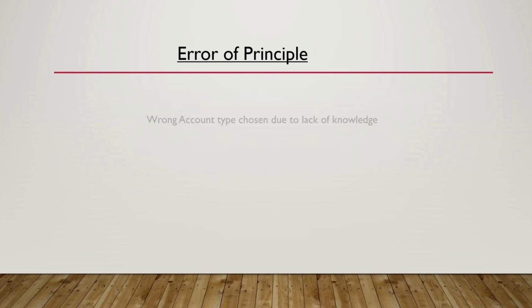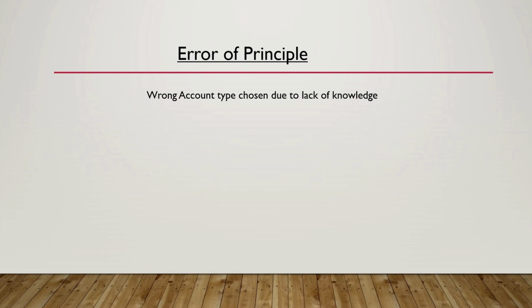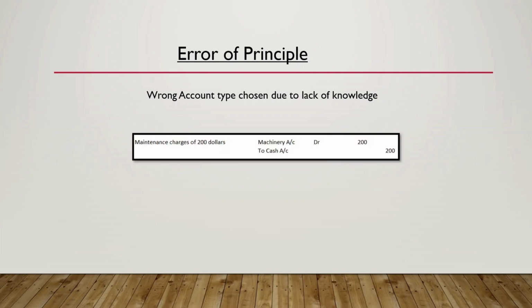Fourth one, error of principal. Here, due to lack of knowledge of the account, a wrong account type is chosen. So let's take an example here. Maintenance charge of $200. The same example again. Here, instead of maintenance charge, the accountant has chosen machinery account. Now the account type of both the accounts is more or less of a similar category. One is expense, the other one is asset. Both, if increased, are always a debit. So here machinery account gets debited. So the impact in your trial balance is a debit of 200 in the debit side, and the cash account gets credited, both with the same amount. And since this is a balanced entry, your trial balance does not show this type of error.